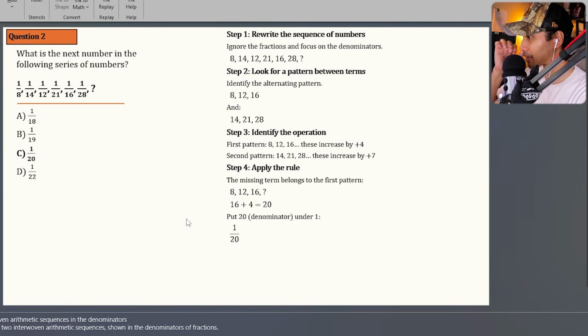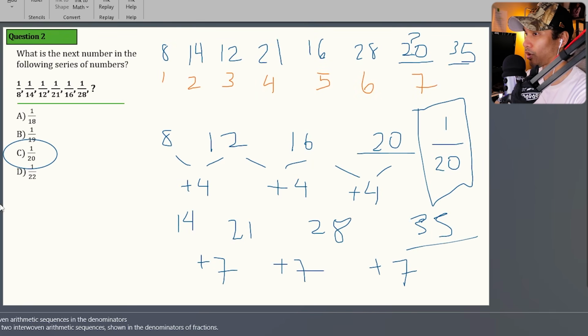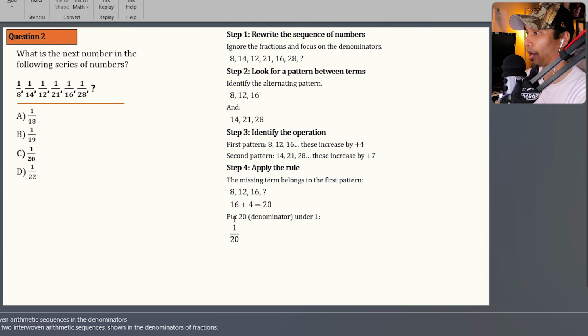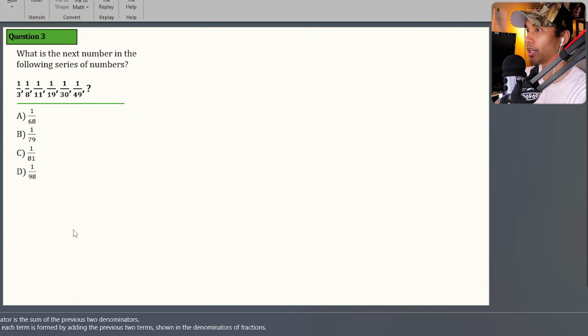The missing number term belongs to the first pattern, right? Just like I said, we want to find the 7th term, which is the next number in the pattern. And 16 plus 4 is, in fact, 20. And put 20, the denominator, under 1 to get 1 out of 20. Perfect. Another question down. Let's go on to question 3.